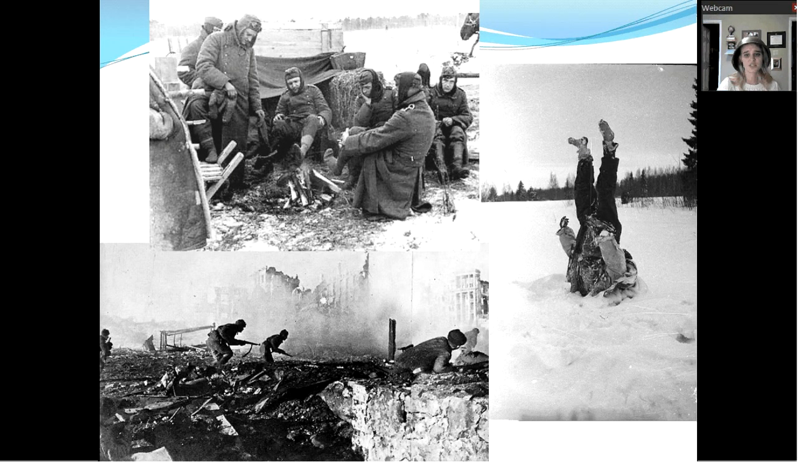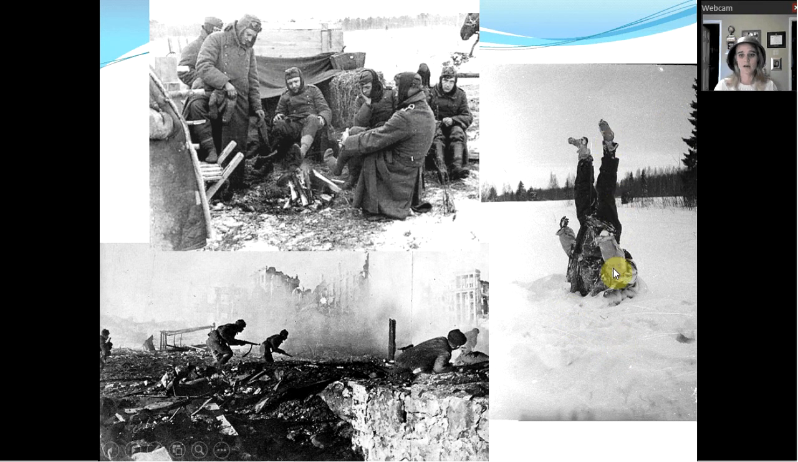So just some pictures here. This just shows you kind of the harsh climate. This is the burning of Moscow down here at the bottom. These are some Soviet troops. This particular photo is the corpse of a German soldier that had been turned upside down in the snow by some of the Soviet men as kind of a warning to other German soldiers.